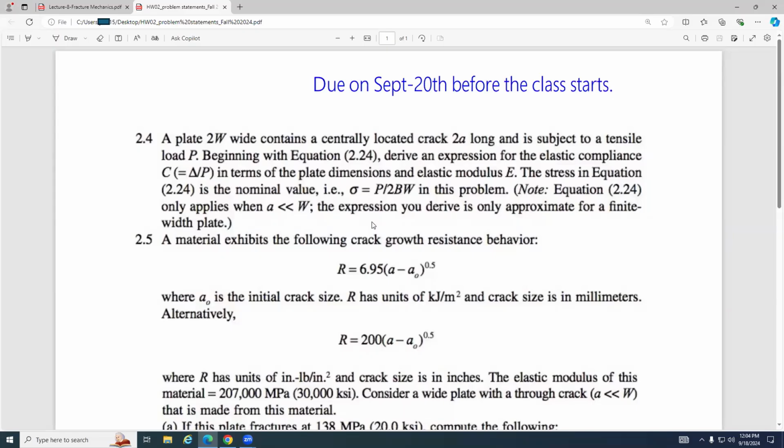So this only applies when A is much less than W. The expression derived is only approximate for finite widths. So I'll just give you some hints.